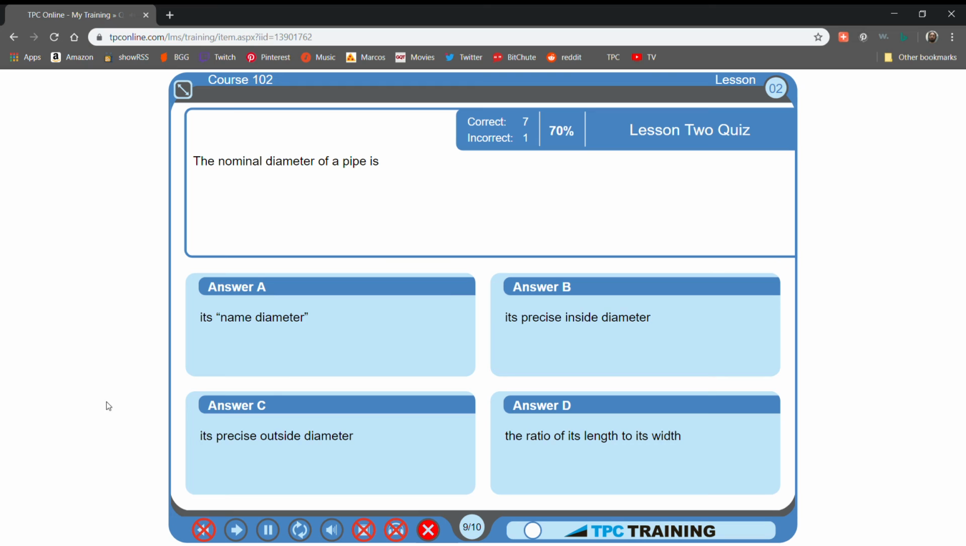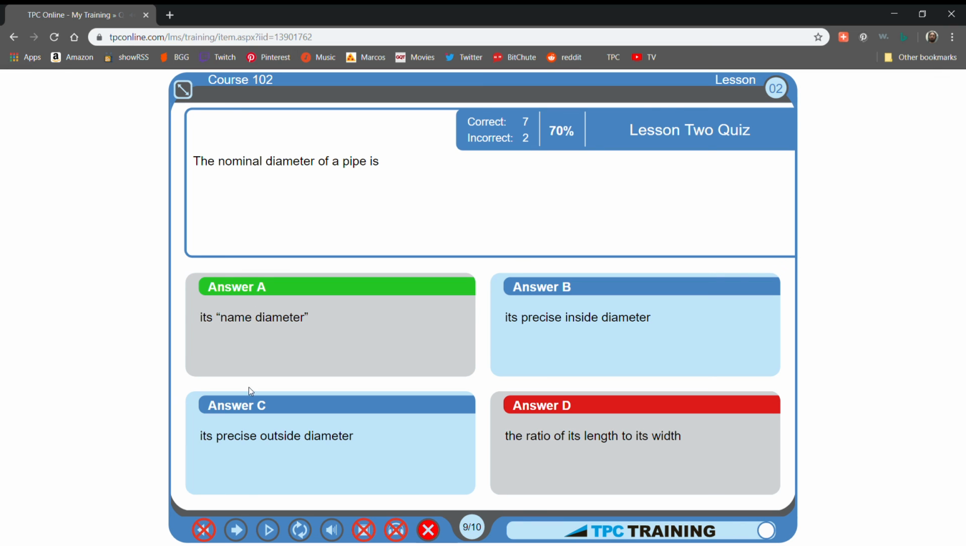The nominal diameter of a pipe is A. Its name diameter, B. Its precise inside diameter, C. Its precise outside diameter, or D. The ratio of its length to its width.